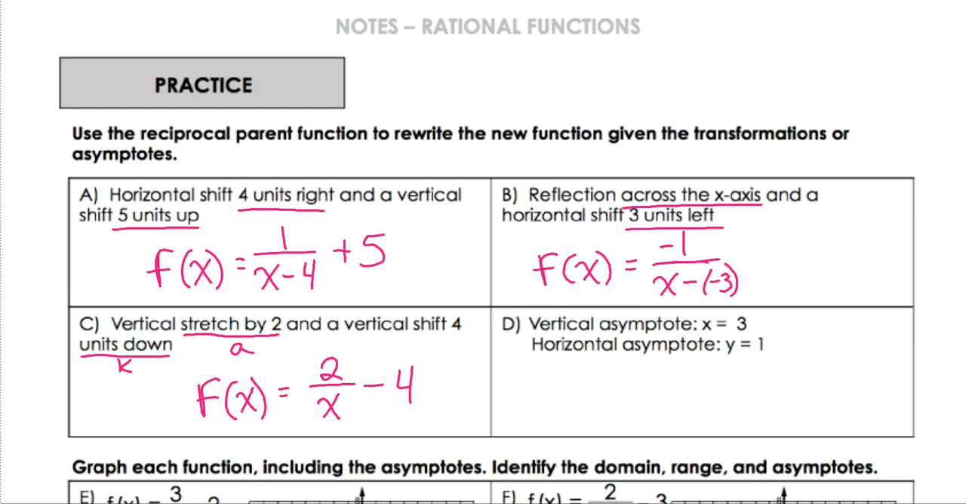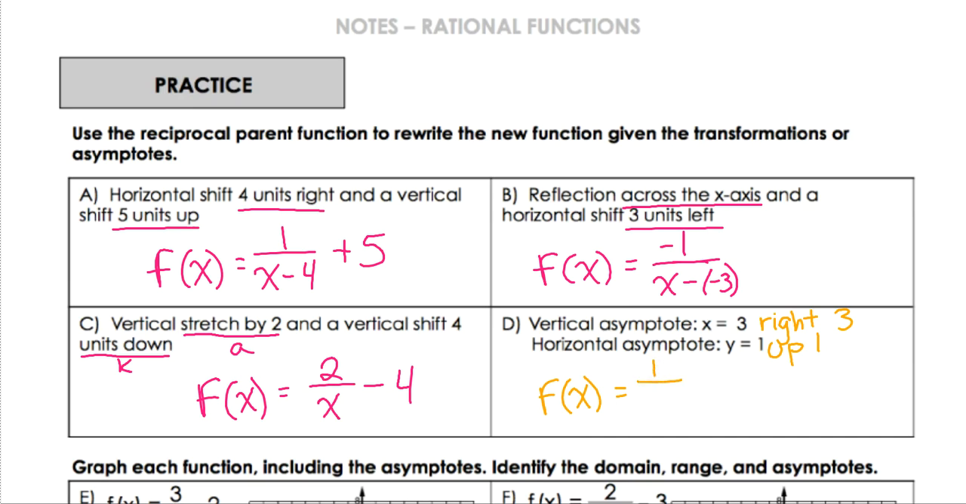So if my vertical asymptote is at x equals 3, that means that it has shifted to the right 3. So this here tells me that I have gone to the right 3. And if my horizontal asymptote is now at y equals 1, that means that it has gone up 1 because normally it's at 0. So from that, I can use that to determine what my function looks like.